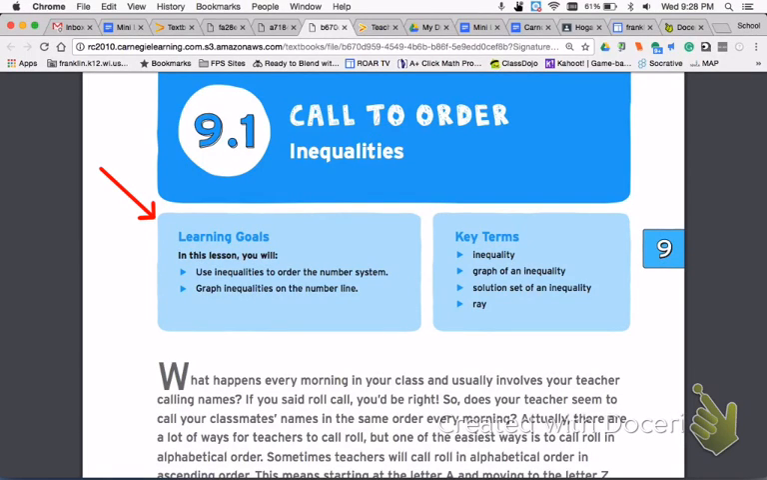Hi class, in lesson 9.1 you will be learning about inequalities. Learning targets for today: you will use inequalities to order the number system, and you will graph inequalities on the number line. Key terms in lesson 9.1: inequality, graphing an inequality, solution set of an inequality, and ray.